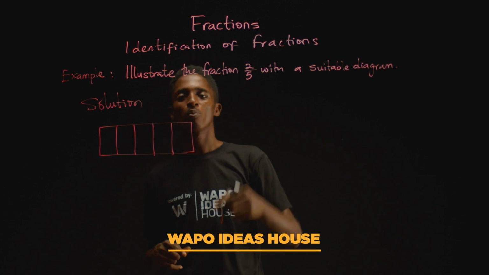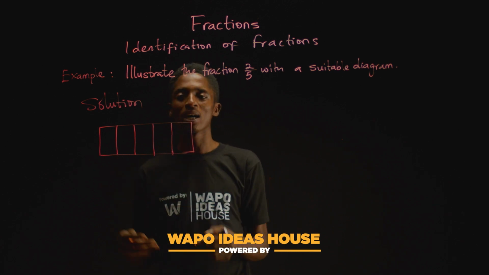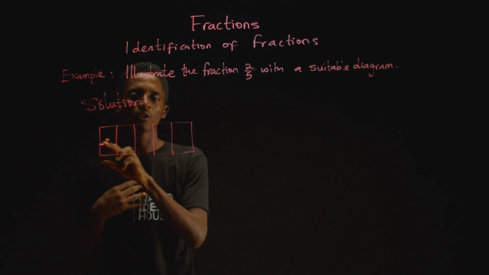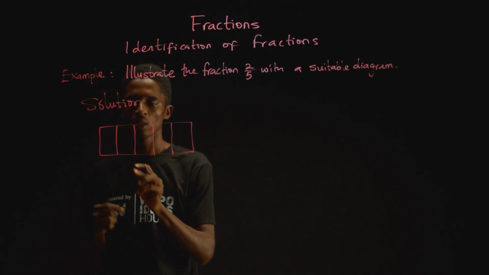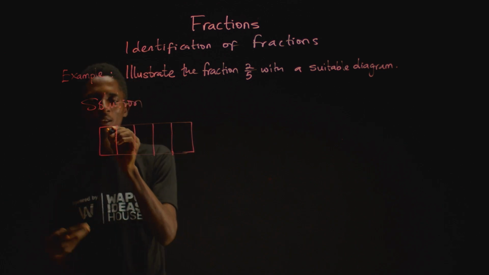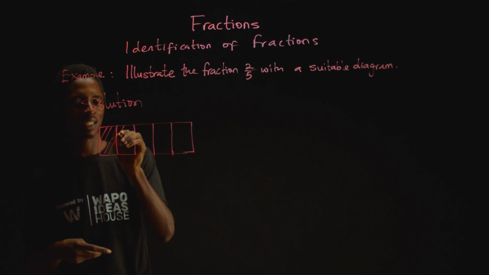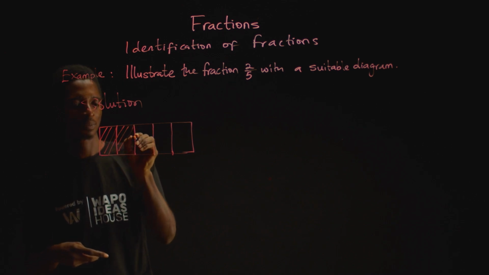Now the numerator will be the number of these equal parts that have been shaded. So in this case, we just need to shade any 2 of these parts. We have 5. Let's shade the first one. And then the second part.